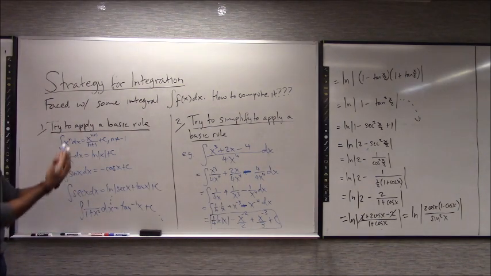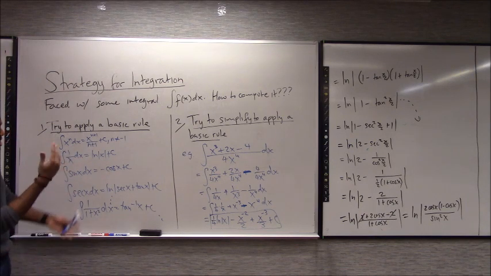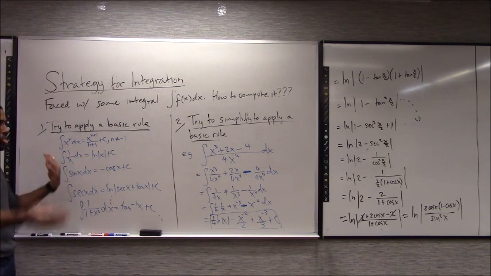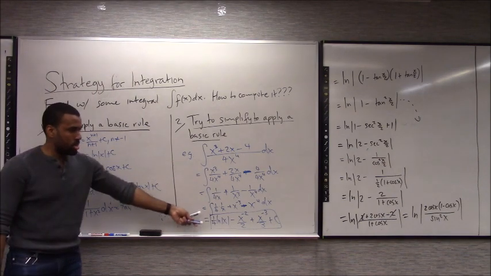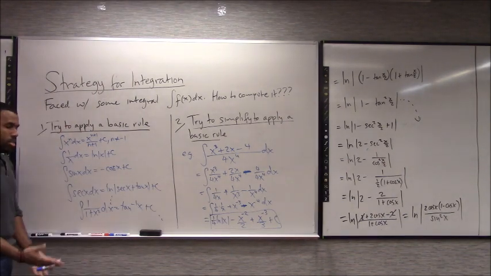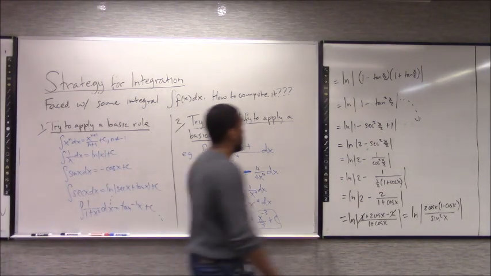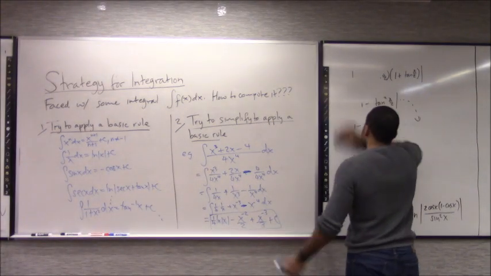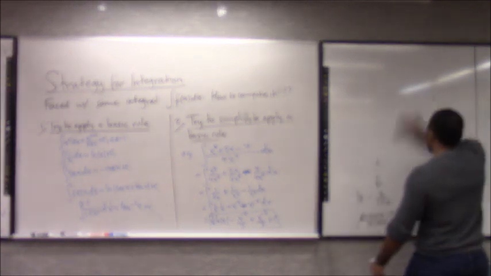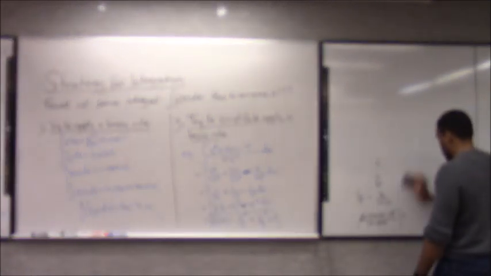So sometimes you're given an integral and it looks really complicated, but you can simplify it. You can factor and cancel, you can divide something into each term, and it breaks it down to something a lot simpler. So that tends to be the second thing you want to think about doing. Is it a basic rule? No. Can I simplify it to make it a basic rule? That's your next thing.